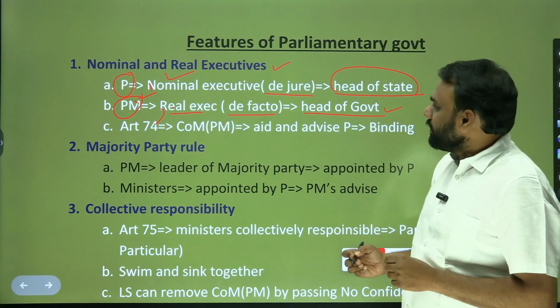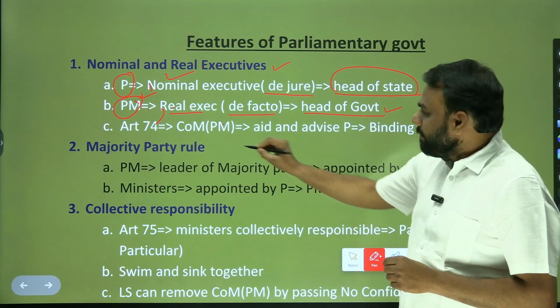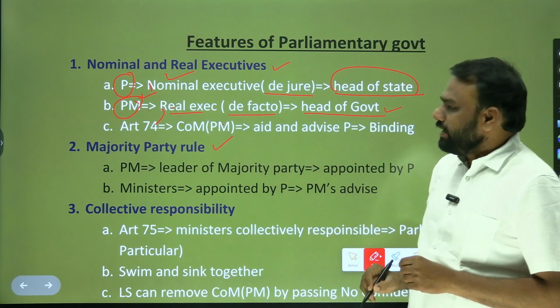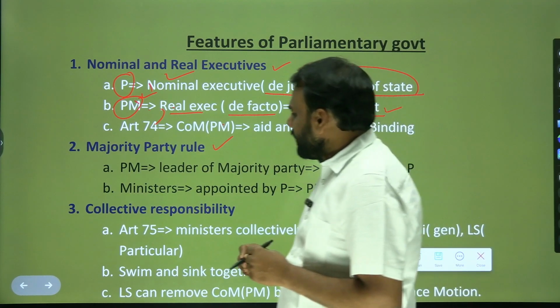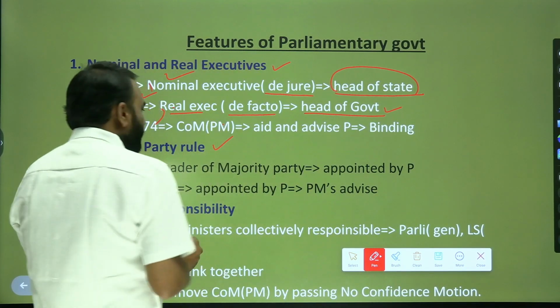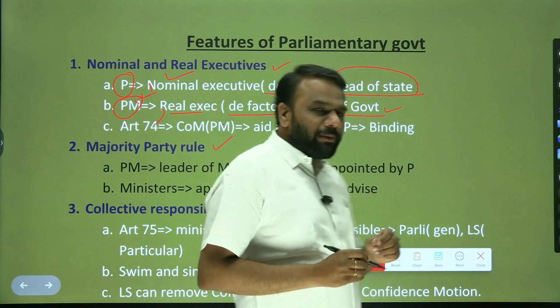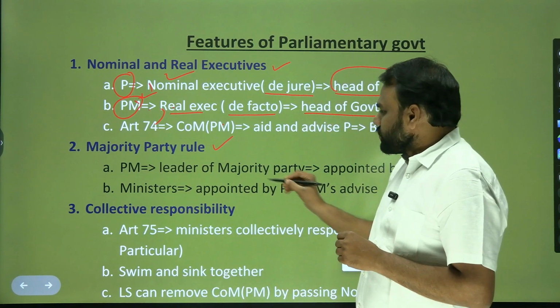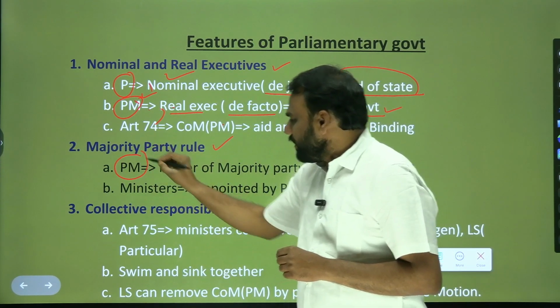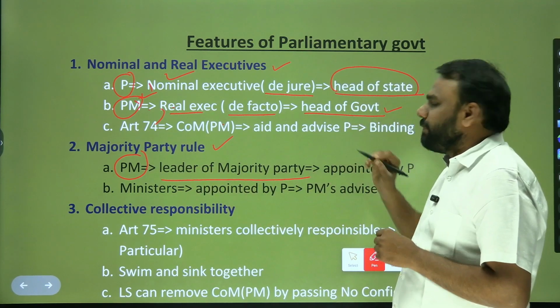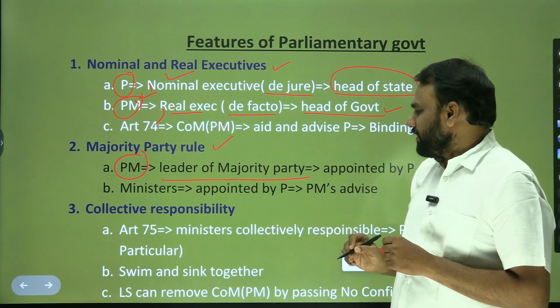Next, another important feature of parliamentary government is majority party rule. In the parliamentary form of government, the rule will always be by the majority party. So who will be the Prime Minister in a parliamentary government? The Prime Minister will be the candidate who is the leader of the majority party.